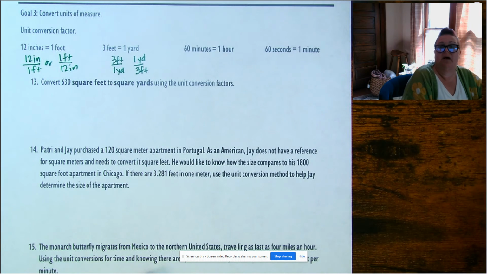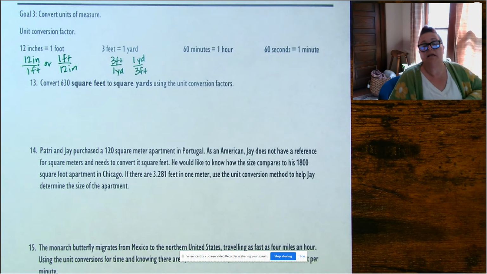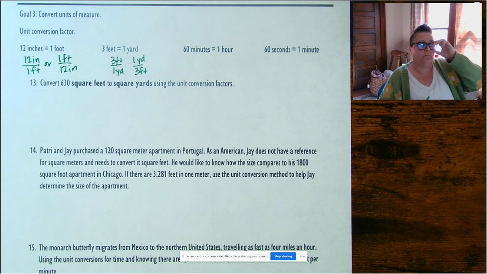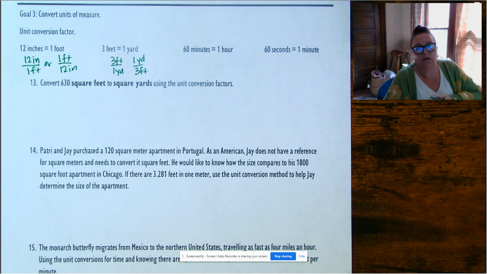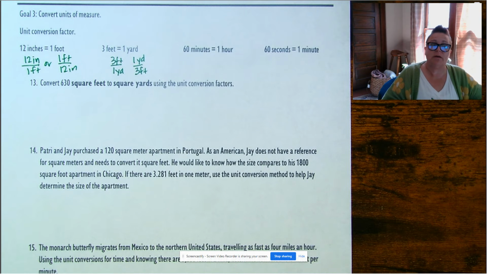60 minutes is to 1 hour, 60 seconds is to 1 minute. There are some very overused conversions that we assume that you know. If you come across one of those and you don't know it, please don't hesitate to ask. But we do assume that you know that there are 12 inches in 1 foot, 3 feet in 1 yard, 60 minutes in 1 hour, 60 seconds in 1 minute. And if there are other conversions, we will try to remember to give them to you. But just be careful about Googling things.